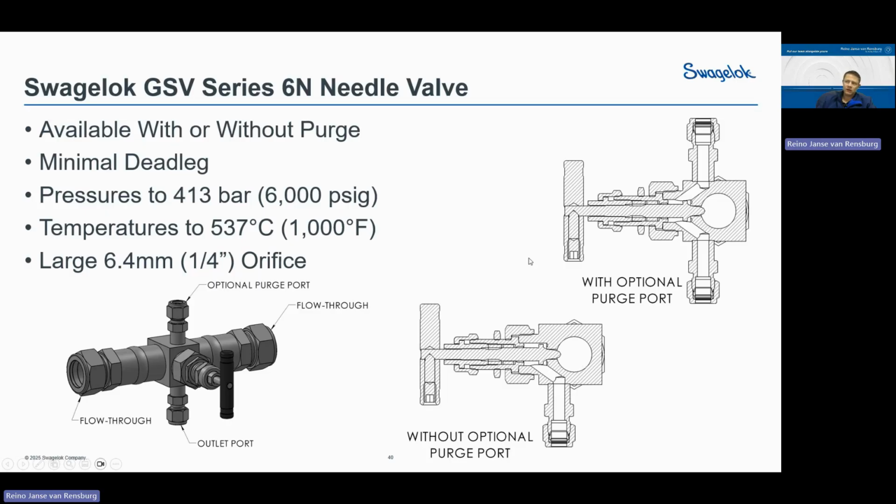This valve can handle pressures up to 413 bar. It handles up to 537 degrees Celsius. And it's got a 1/4 inch or a 6.4 millimeter orifice, which is quite large, so as to avoid any sort of plugging or clogging up of the valve. And that's a nice feature. If you do know that you can experience a lot of plugging, you just connect the steam into your optional purge port and just blow that valve clean before taking any sort of samples.